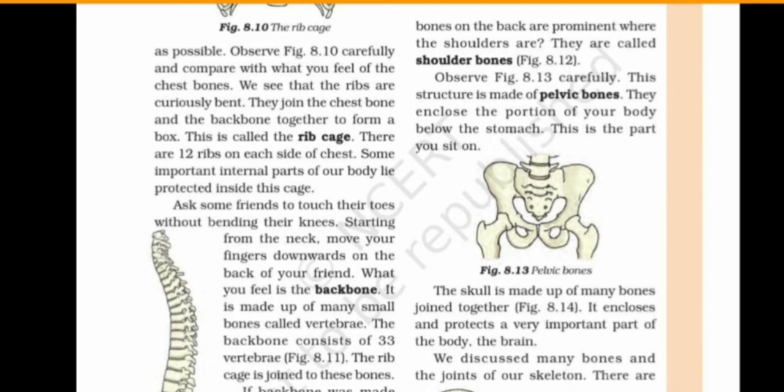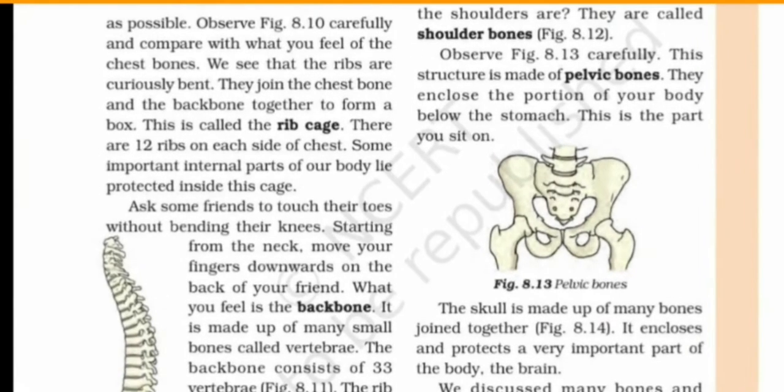There are 12 ribs on each side of the chest, and some important internal parts of our body lie protected inside this. The ribs are joined to the breastbone, or the sternum, in the front and to the backbone at the back. Apart from protecting the heart and the lungs, the most important organs of our body, the rib cage also protects parts of the stomach, spleen and the kidneys. Understood? Now see the backbone.